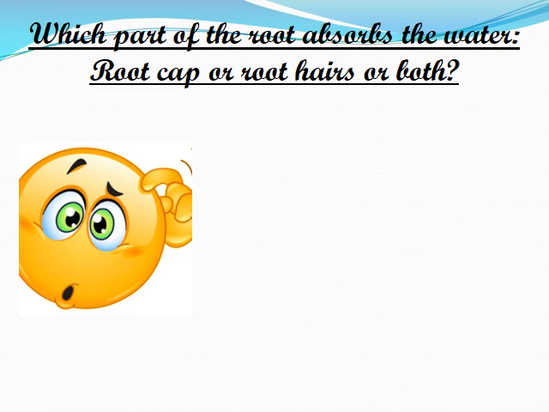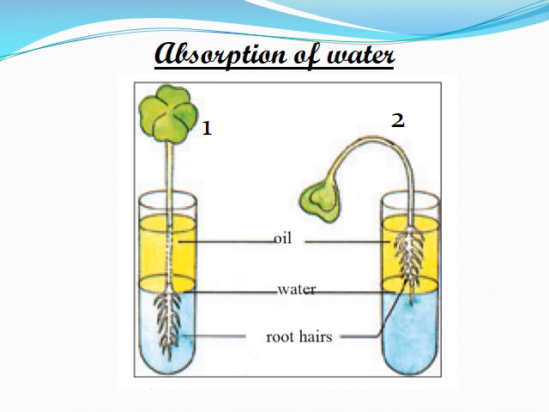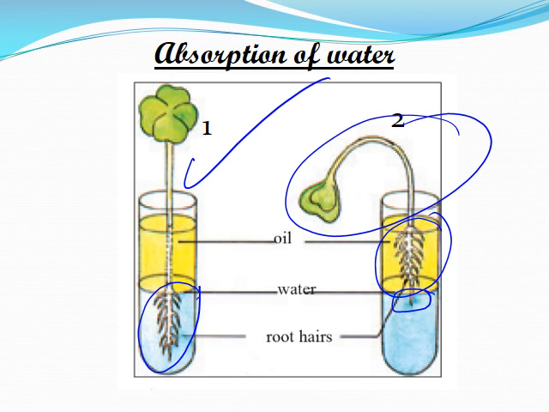Which part of the root specifically absorbs the water? The root cap, or the root hairs, or even both of them? Let's see. This is an experiment showing two test tubes containing two identical plants. In one of them, the root hairs are placed in oil and the root cap is placed in water, while in the second, the root hairs are present in water in addition to the root cap. In the first case, the plant grows normally, and in the second, it wilts, and finally it will die.